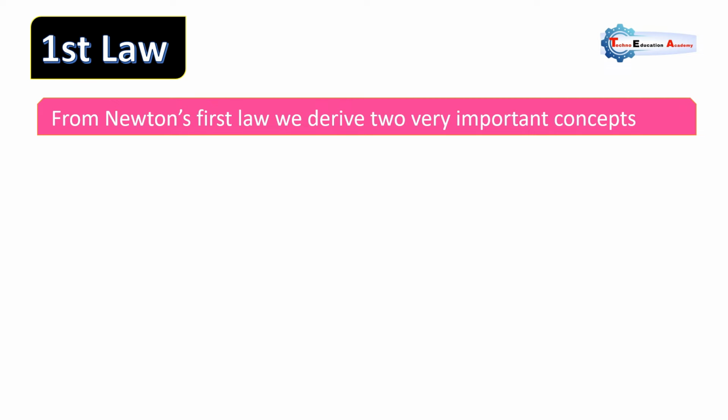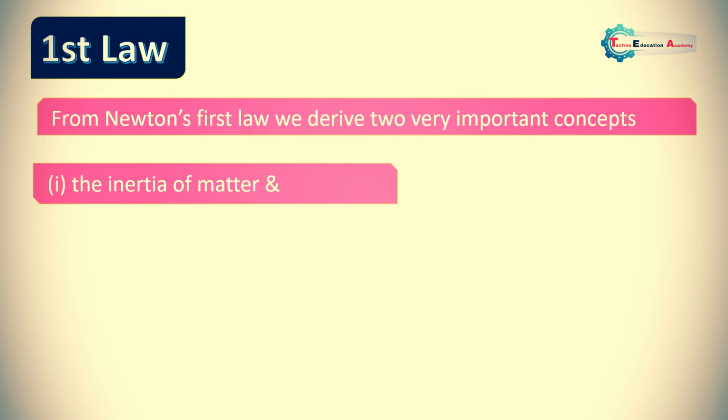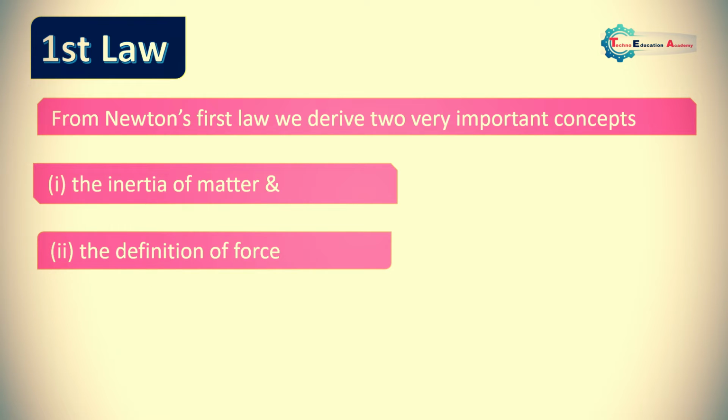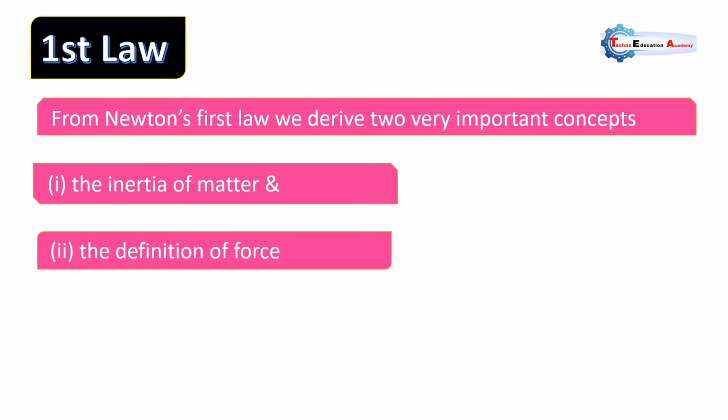From Newton's first law, we derive two very important concepts. The first one is inertia of matter, and the second one is the definition of force. We have already discussed in my previous lecture what force is. Force is an external agency due to which a body undergoes motion.